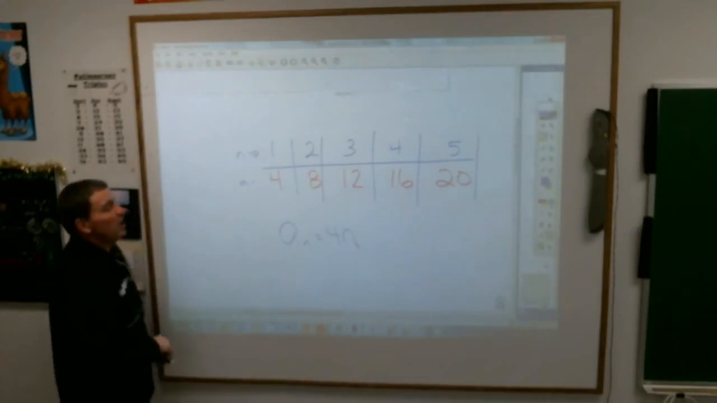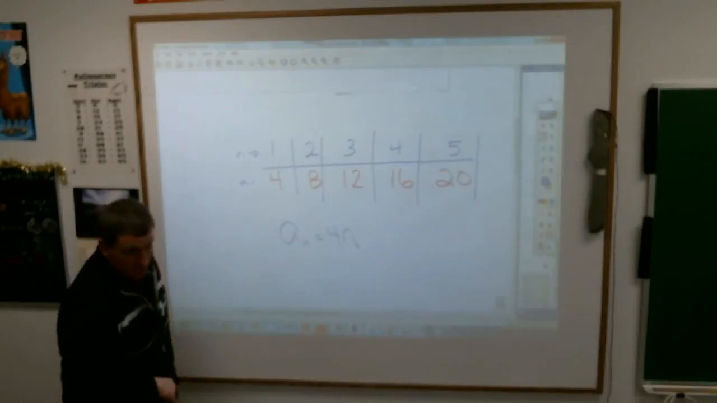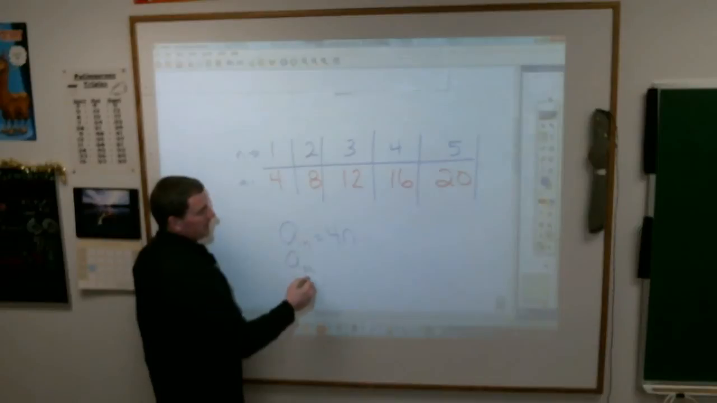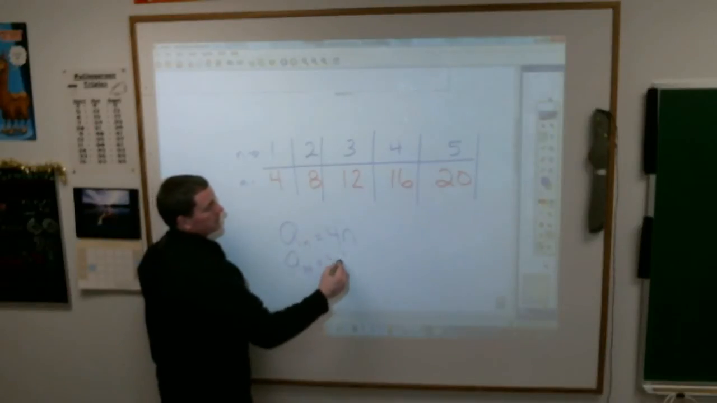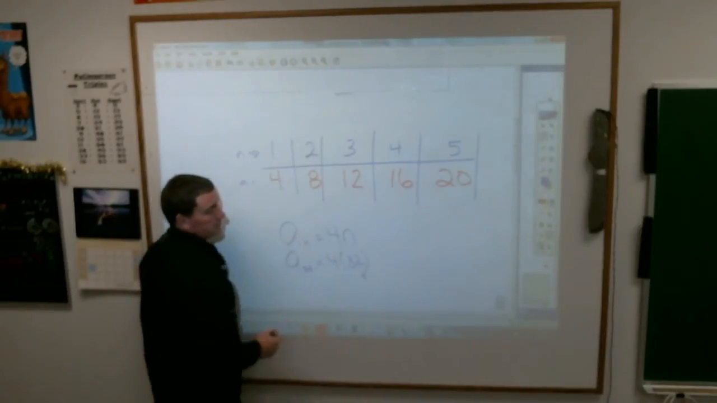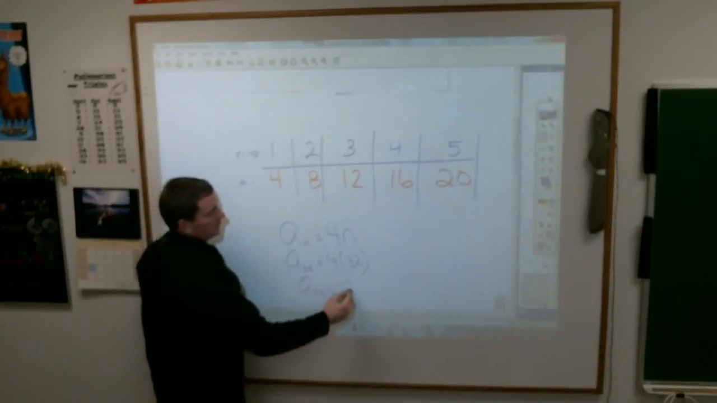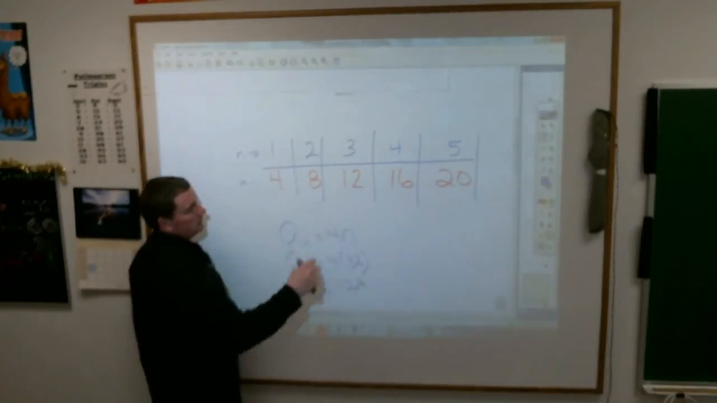So if I said, what would be the 32nd term? You'd say, oh, well, I just know. A to the 32nd term is 4 times 32. And 4 times 32 is 128.